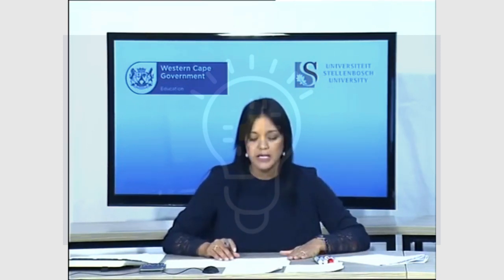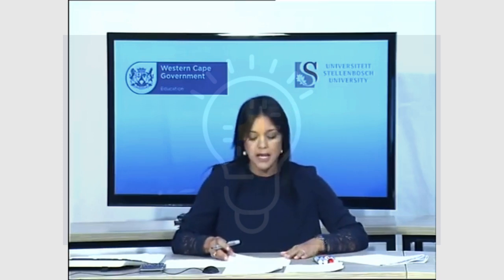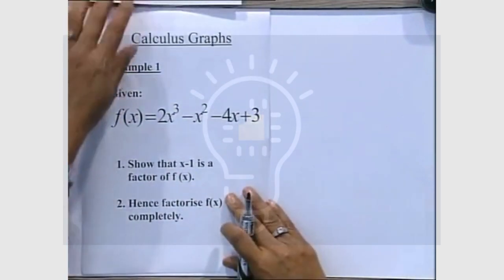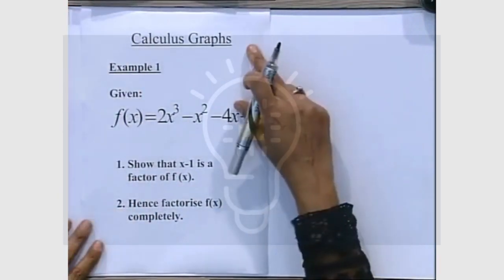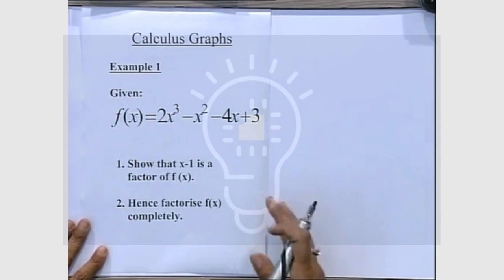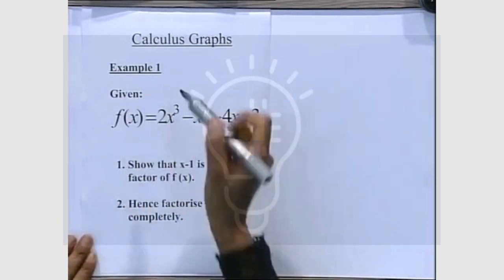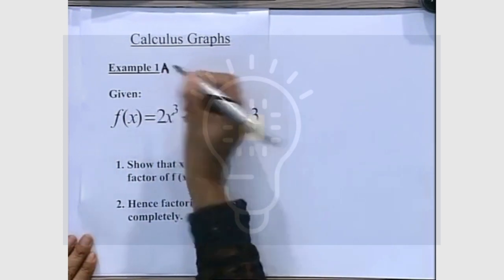Are you all ready? It is example number 1A on page number 3. Okay, here we go. So this afternoon, we're going to be doing calculus graphs, like I said. You can see my heading is calculus graphs, so I'd love for you to write your heading as calculus graphs, and example number 1A on page number 3.